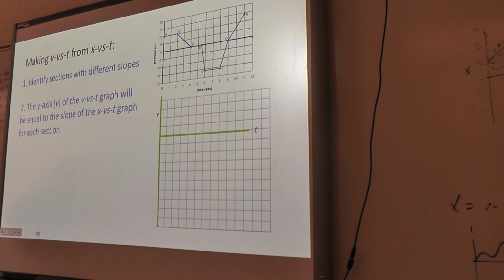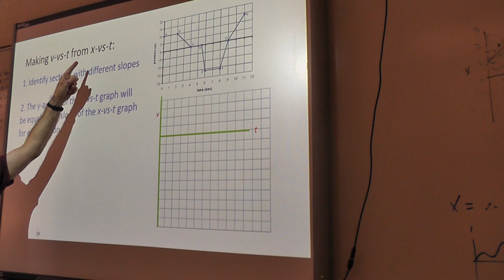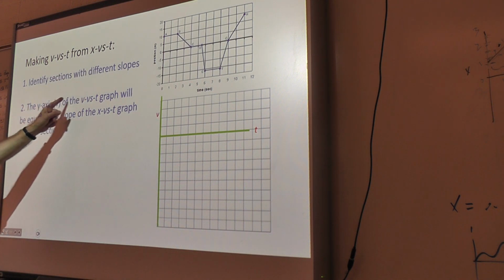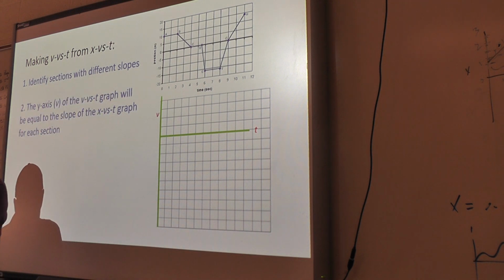So I'm going to walk you through an algorithm. An algorithm is a system, a series of steps for accomplishing a task. Here's the algorithm that I use to create a velocity versus time graph from a position versus time graph. The first thing that I do is I look at my position versus time graph and I break it into chunks that all have the same slope.